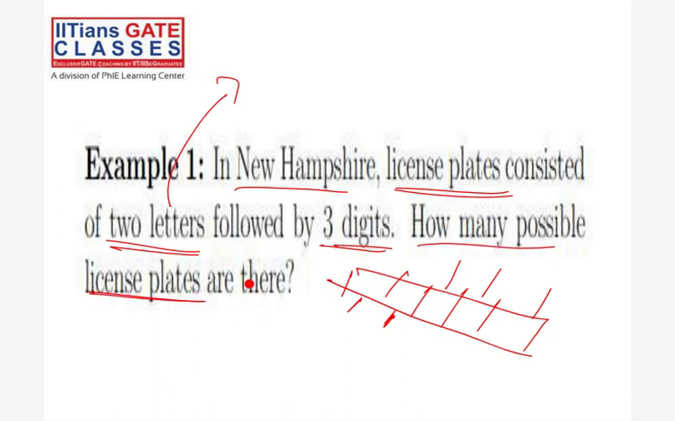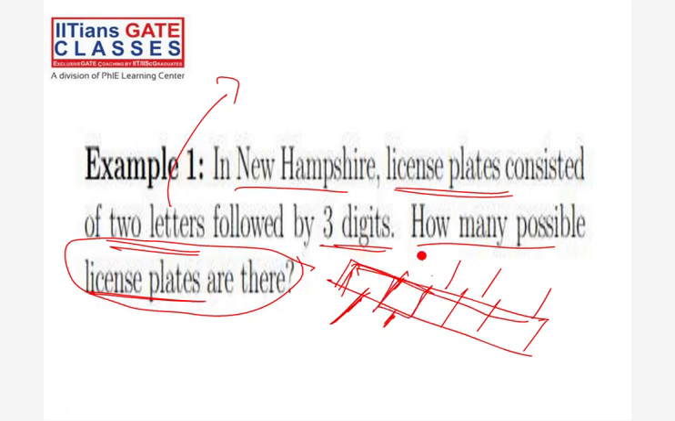So you see, our task is to create license plates, and we can break down our task into five tasks. The first task is to create the first letter. The second task is to create the second letter. The third task is to create this third digit. The fourth task, t4, is to create the fourth digit, and this final task, t5, is to create the fifth digit.